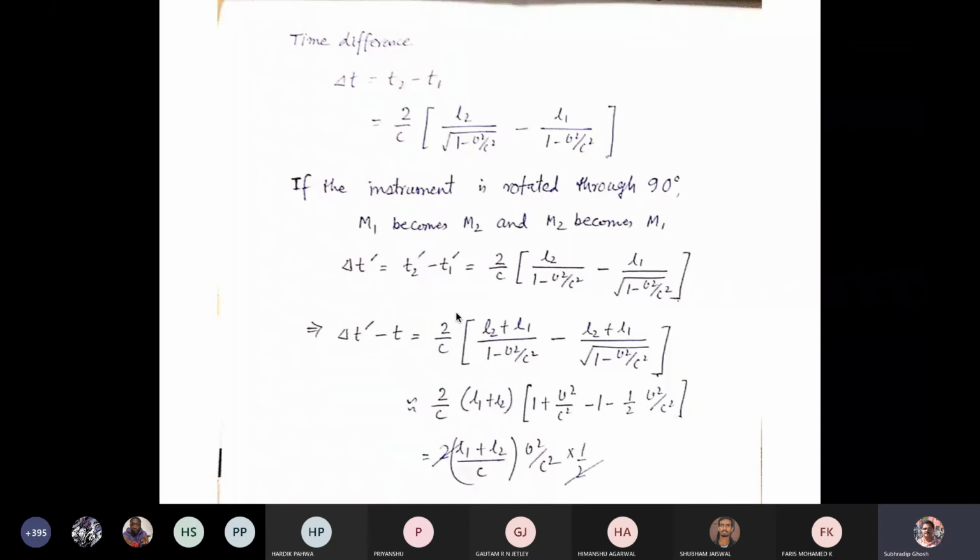time delay. But here we are getting a non-zero delta T prime minus delta T. Then why is it happening? It is happening because the velocity of light in two different directions is different. It has been taken to be different: C plus V and C minus V. So because of this V factor, there is a time delay, which indicates that the phase difference is due to these two different velocities of light in two different directions.